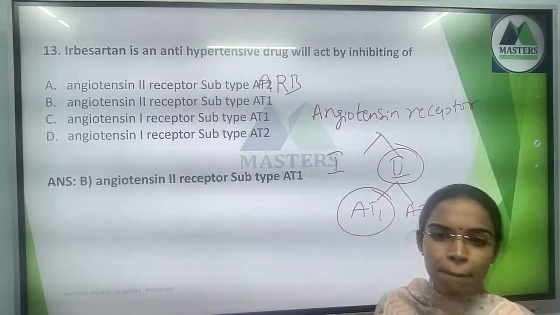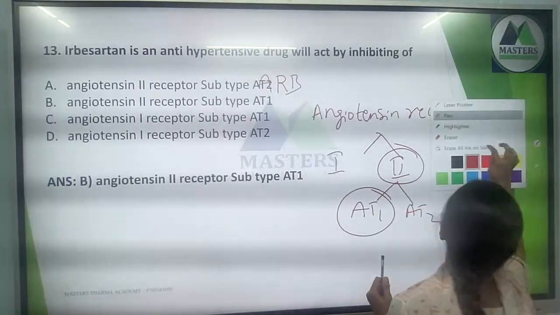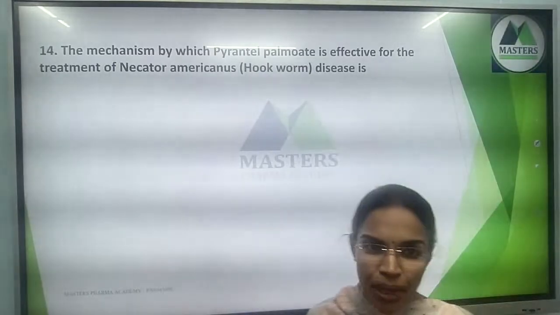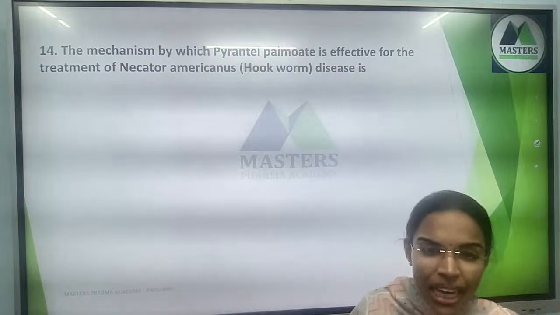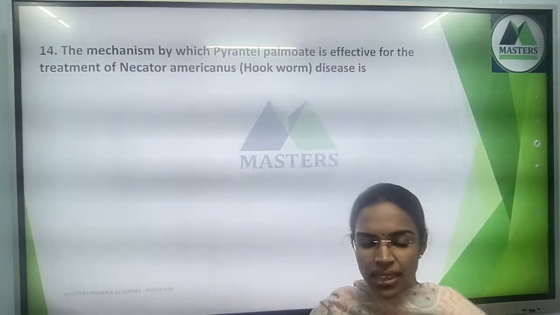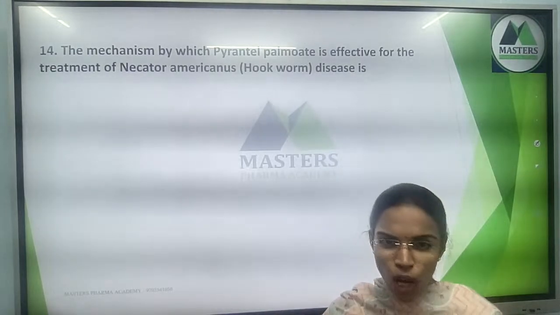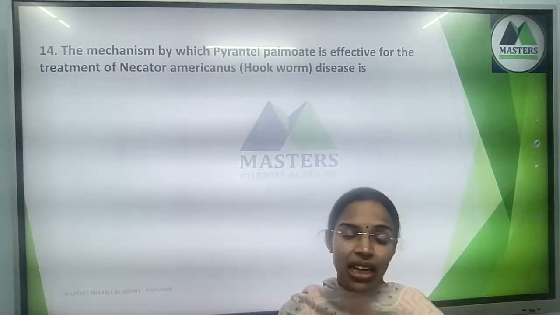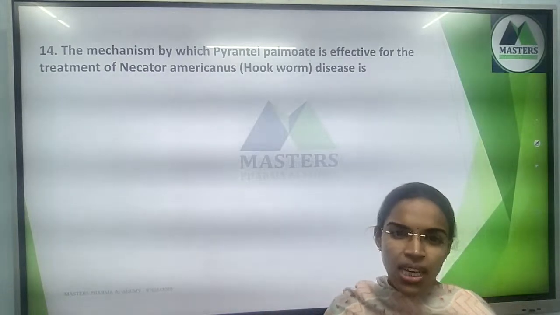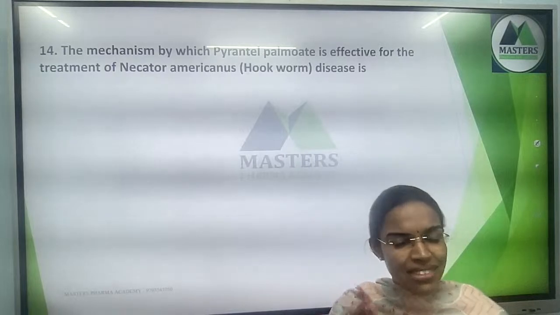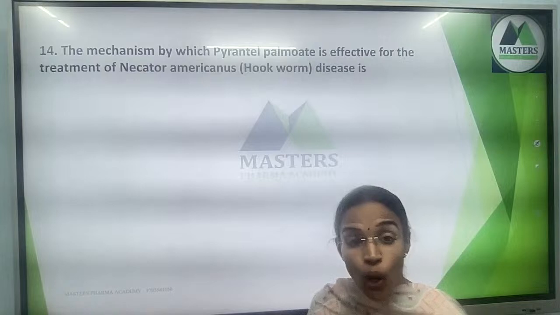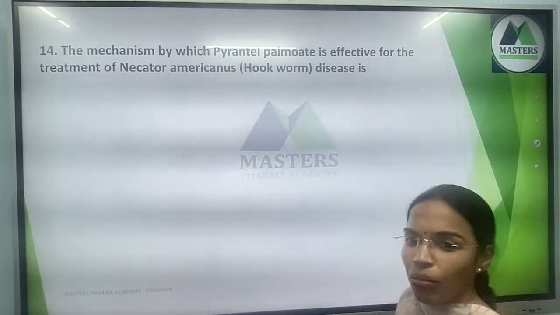Okay, was it clear? Next, the mechanism by which pyrantel pamoate is effective for the treatment of Necator americanus. Necator americanus is a worm, also known as hookworm, and the disease is named after it, hookworm disease. Pyrantel pamoate is a drug of choice in hookworm disease, and it acts by which mechanism?